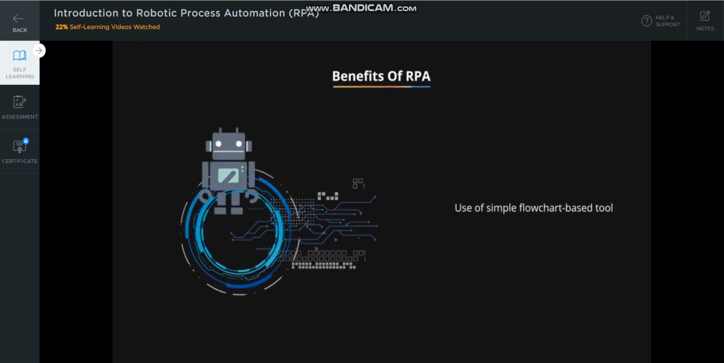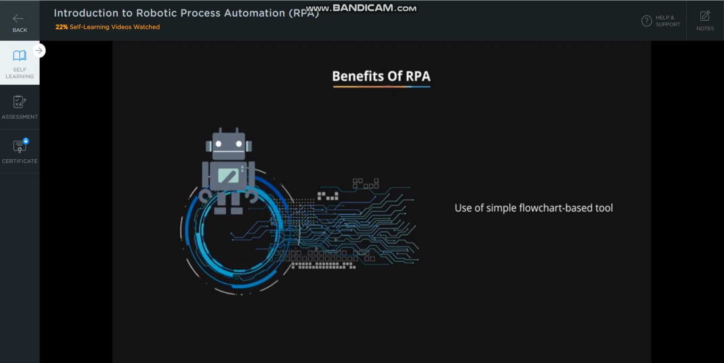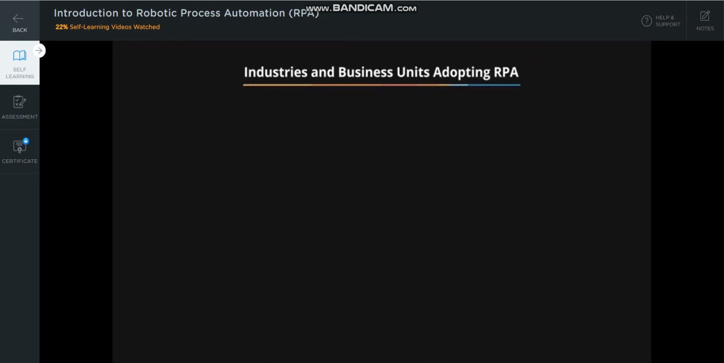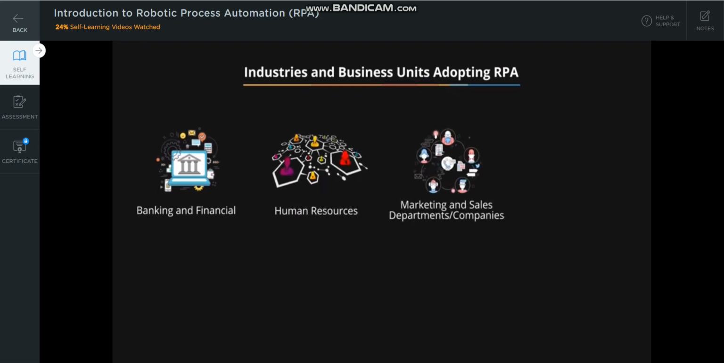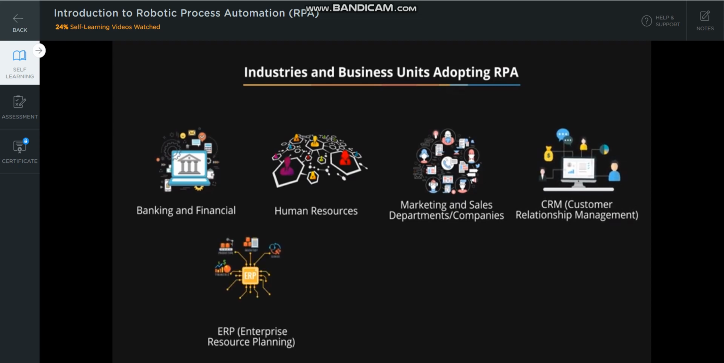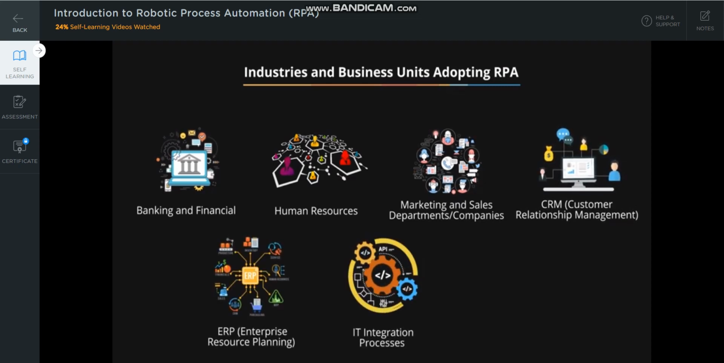Workers use a simple flowchart-based tool to build software robots that record, understand, and execute monotonous and tedious job functions that are currently performed by humans. Examples of industries and business units within organizations that can benefit from RPA include banking and financial, human resources, marketing and sales departments and companies, CRM, customer relationship management, ERP, enterprise resource planning, IT integration processes, insurance agencies, and so on.